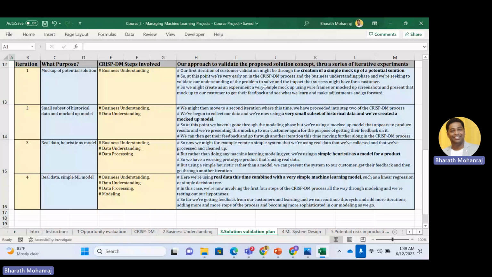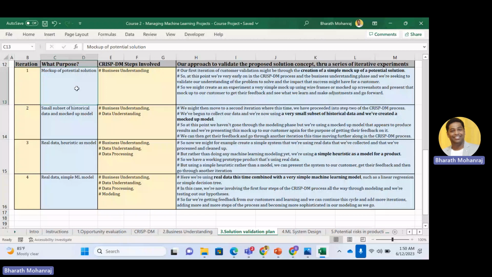So for each of the phases, let me start with the first phase, which is a mockup of the potential solution. Here we are going to create a simple mockup of our solution, deploy it as a first iteration and see the results, just to understand the requirement here. Once we are satisfied, we get into the second phase where we use a small subset of historical data and a mockup model. We get the results.